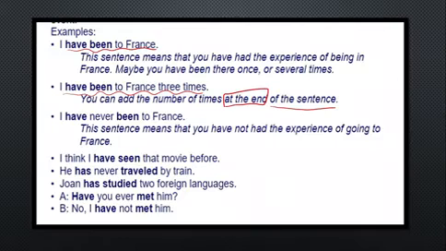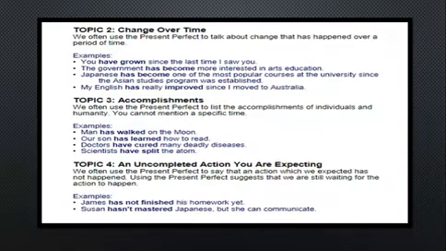Letter A. Have you ever met him? ¿Tú lo has conocido a él? ¿Alguna vez, verdad? Have you ever met him? ¿Lo has conocido a él? Y la respuesta dice no. The answer says no, I have not met him. No, no lo he conocido. No tengo ni la más menor idea, ¿verdad?, de quién es.